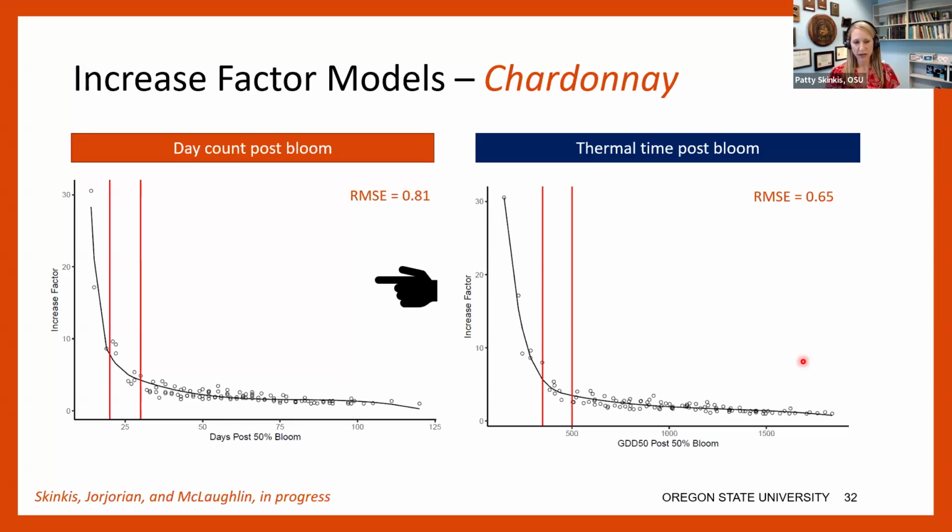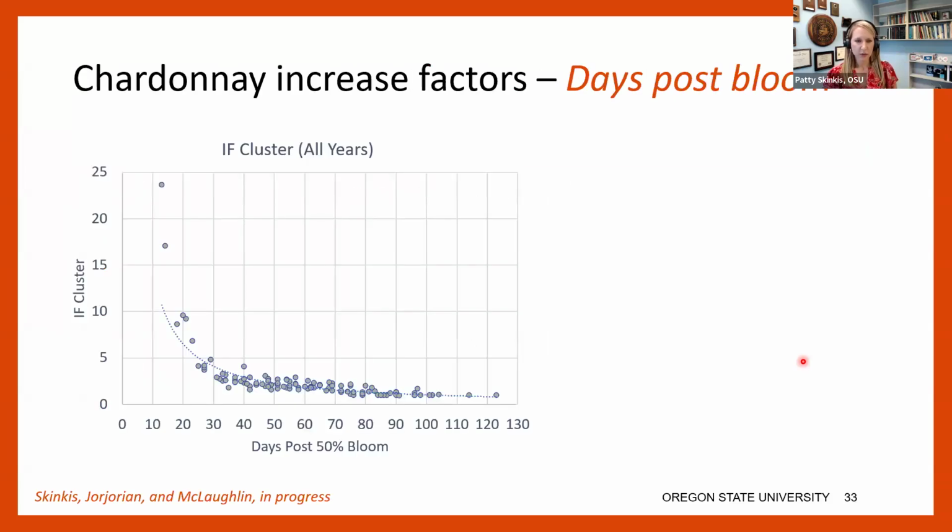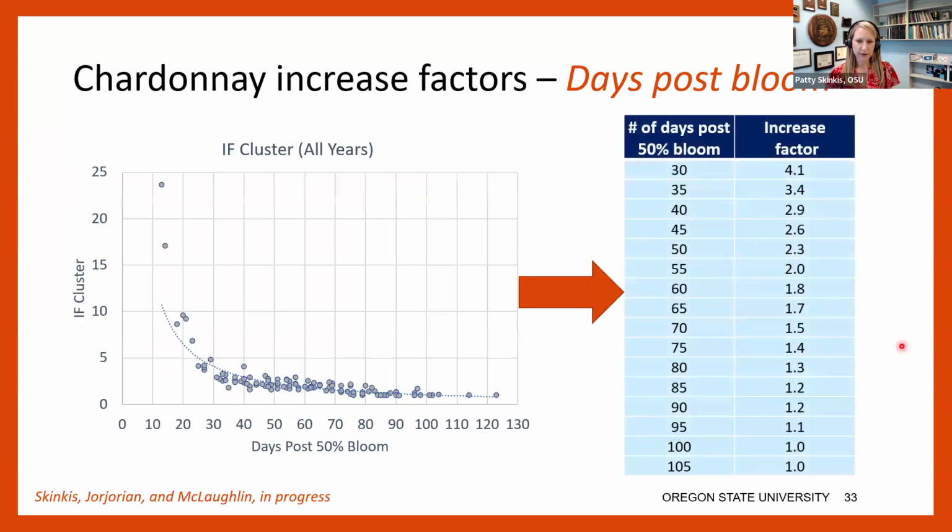So if you know your day count, or know the dates, basically your date of 50% bloom and your date of sampling, we can use day count. And you don't have to worry about having a weather station and those sorts of things to get your increase factor. So what this increase factor looks like for Chardonnay: if we plug in the equation and go with the example here of 30 days post bloom, we have an increase of 4.1.